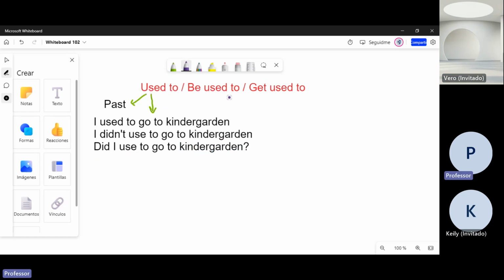Okay, so let's move forward and now let's talk about "be used to." Okay, "be used to." Now the first difference between "used to" and "be used to" is that "be used to" is not necessarily in the past. "Be used to" can be used in present, in past, in future, or any other tense. Okay, we don't have to use it in past all the time. It's not necessary. Okay, when we use "be used to," it expresses that we are accustomed to.